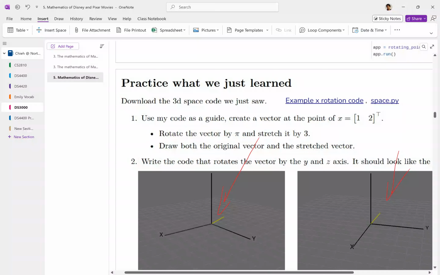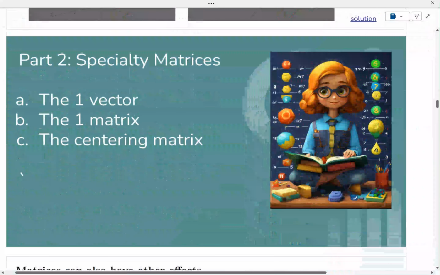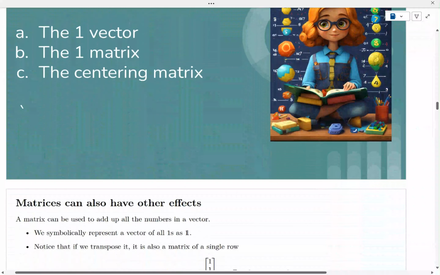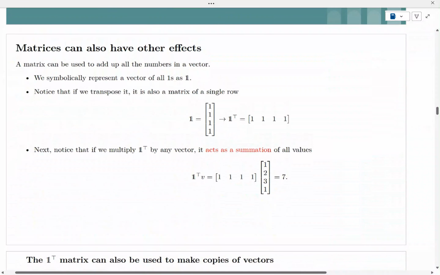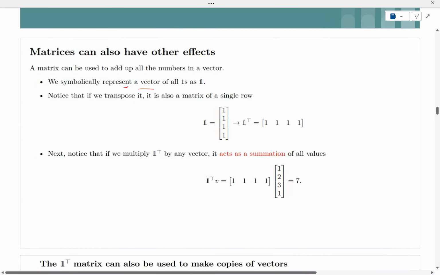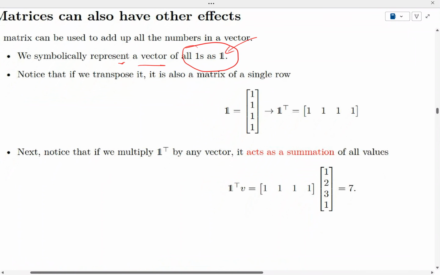All right, so now we're going to continue. We went through one special matrix, which was the identity, and the rotation. Let's go through more special matrices and vectors. Vectors and matrices can have other effects. One vector that is really interesting is the vector of all ones. And we symbolically represent that as 1.